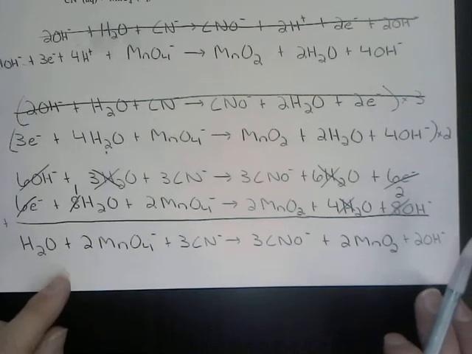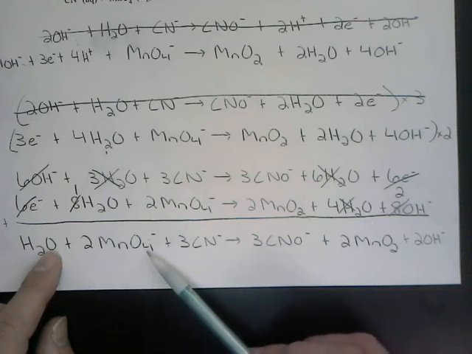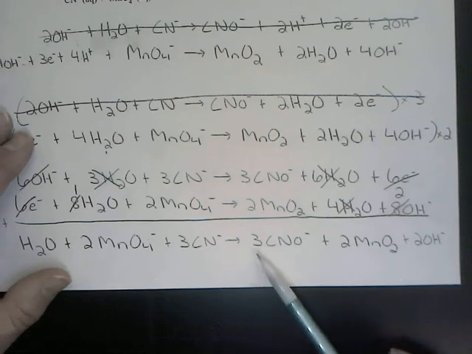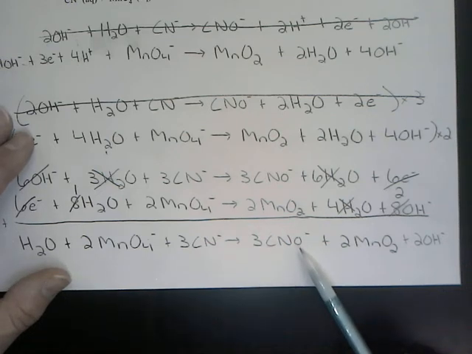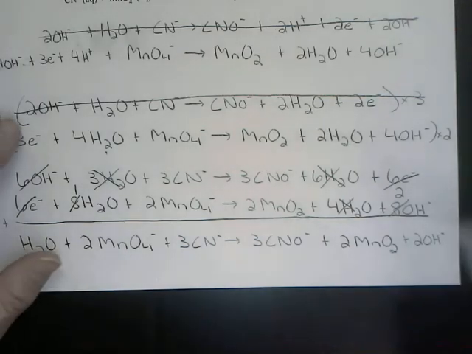So we're good. We check our oxygens. So we have 1 plus 2 times 4. So 1 plus 8, that is 9. Then we have 3 times 1, that's 3. Plus 2 times 2, that's 4. So 3 plus 4 is 7.